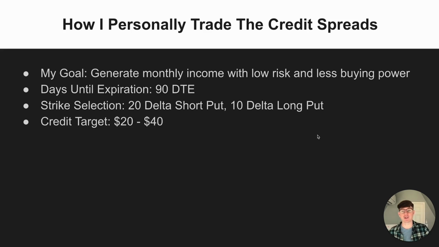I'll show you the back of this here in a second. I'm still able to credit roughly the same target, depending on where volatility is. Sometimes it's closer to 20, but still I'm in the same credit target range.